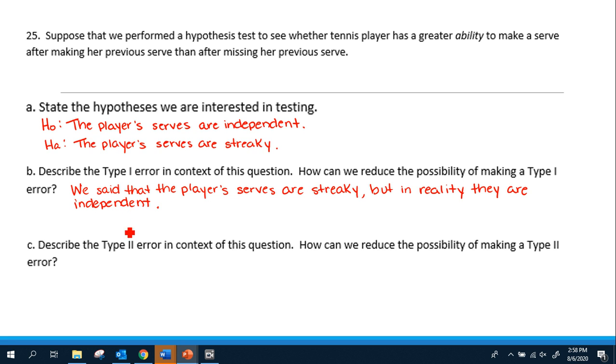How can we reduce the possibility of making a type 1 error? The way to do this is to reduce the significance level.